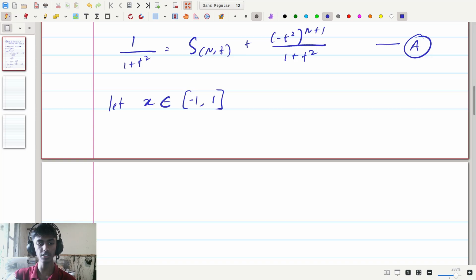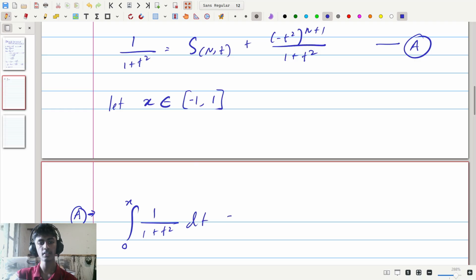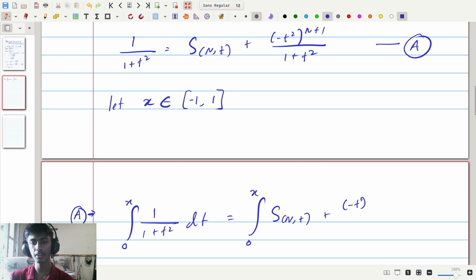So what we're going to do is integrate the left side from 0 to x, that's 1 divided by 1 plus t squared dt. It's going to be equal to, we're going to do the same thing on the right, the integral from 0 to x of S_n(t) plus the negative t squared to the power of n plus 1 divided by 1 plus t squared, all dt.